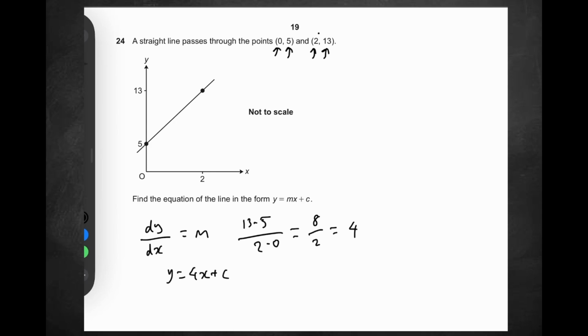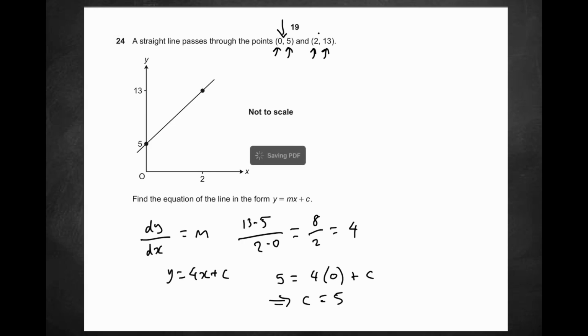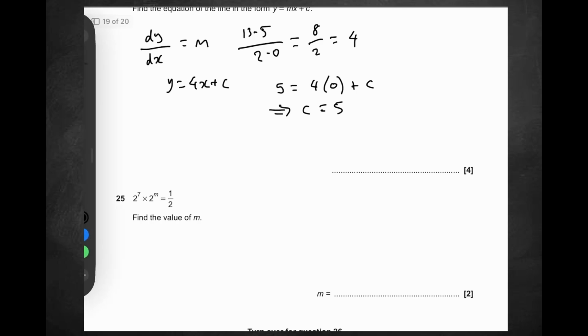Now we'll put this first point into y equals 4x plus c. So we're going to say 5 equals 4 lots of 0 plus c. Therefore, c equals 5, which means our line is going to be y equals 4x plus 5.